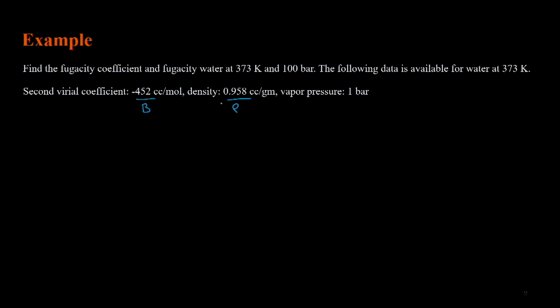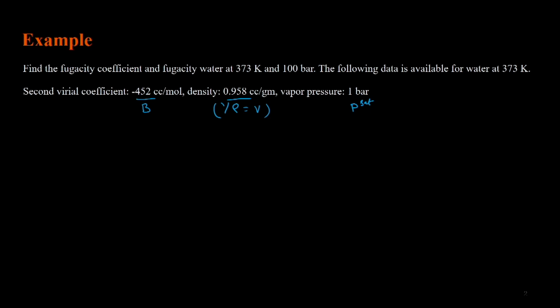This is B. This is the density for water, or rather the inverse of density, I should say. This is in cc per gram, so this is actually the molar volume. So this is the inverse of density, and then this is the vapor pressure, so essentially the saturation pressure. This is the information given to us. We can also call this V, the specific volume. And based on this information, we are to calculate the fugacity and fugacity coefficient for water. This is liquid water at 373 Kelvin, right?